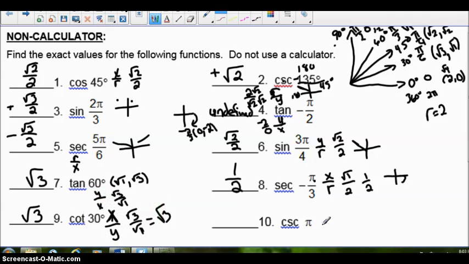Okay, finally, cosecant of pi. All right, now pi is one of our quadrantals, so we're going to come over here and just deal with pi directly. It is located at negative 2, 0, where r is 2. So cosecant is r over y. So r is 2, y is 0. Can't divide by the 0, so it's undefined.